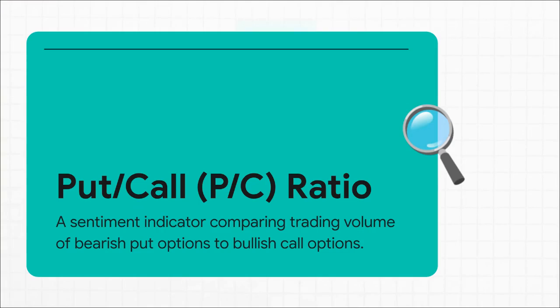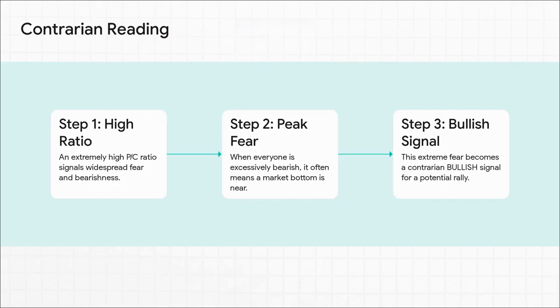And a classic tool for this is the put/call ratio. It's like having a direct window into the market's brain. It's super simple. It just compares the number of bearish bets, which are put options, to the number of bullish bets, which are call options. It tells us plain and simple if the crowd is betting on the market to go up or to go down.